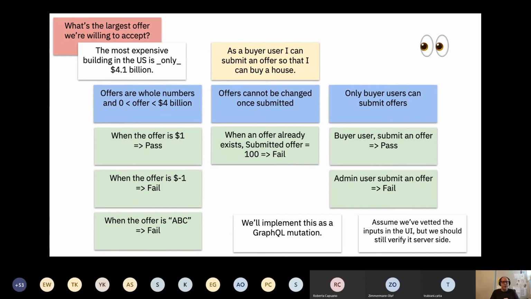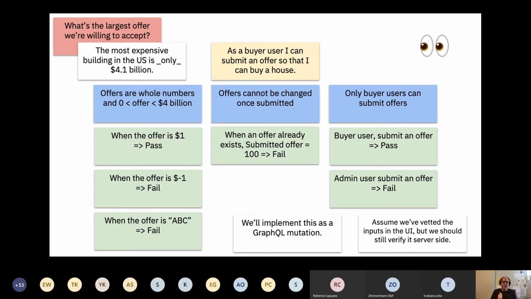You might start off with a simple question, like what's the largest offer we're willing to accept? Doing some research, we could find that the most expensive building in the United States is only $4 billion, right? So maybe that's a good upper bound for us. From there, we can create a business rule that the offers we allow are greater than 0 but less than 4 billion. Okay, that's our business rule.